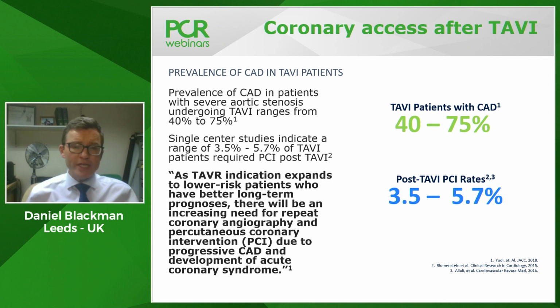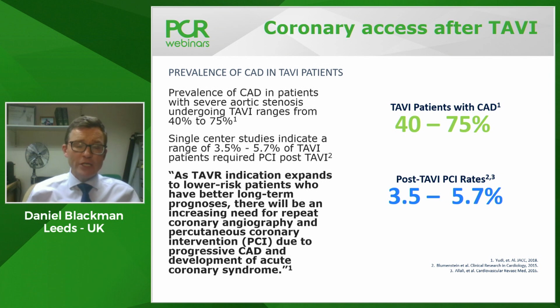And this is where we see that Evolut is probably the most challenging valve to reaccess and to perform PCI. And that's not surprising, of course, because Evolut not only has a long frame that extends up into the ascending aorta, but it's also a supraannular valve, so the leaflets and the commissures are much more likely to obstruct or hamper access to the coronary arteries.